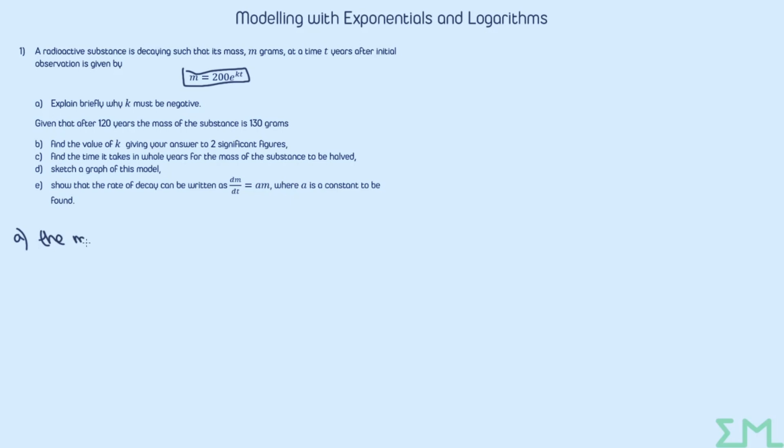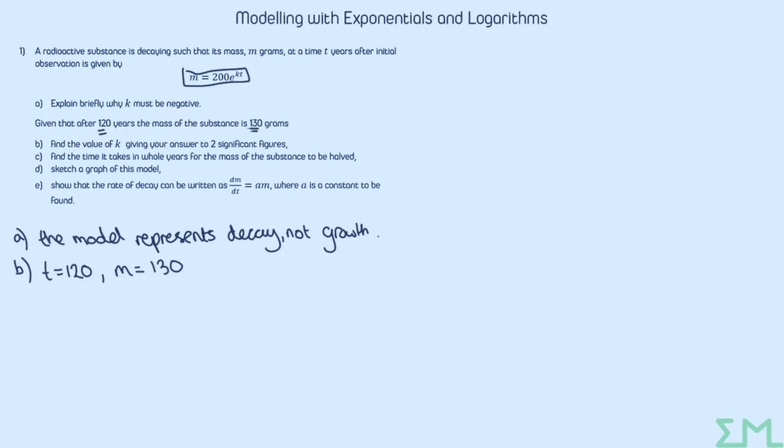So the model represents decay, not growth. This is why we need a negative power of e. Okay, part B. Given that after 120 years the mass of the substance is 130 grams. So here we have T is 120 and M is 130. So dealing with these questions is all about picking out the information that you actually need and trying to see through most of the words or understand what they mean.